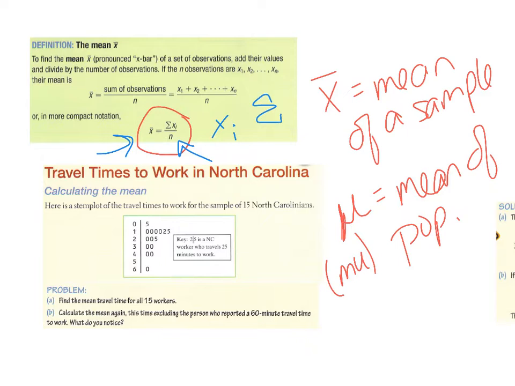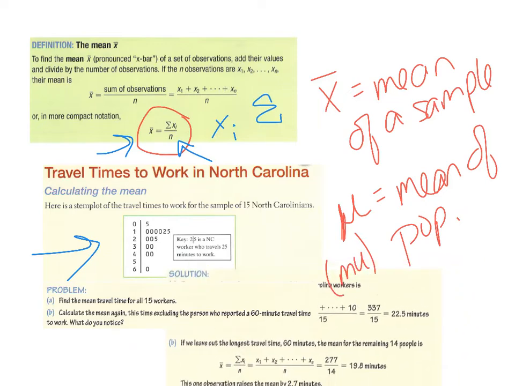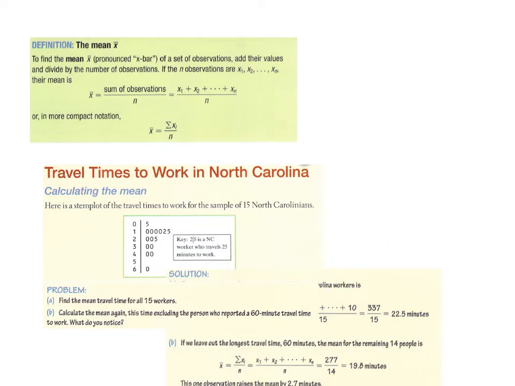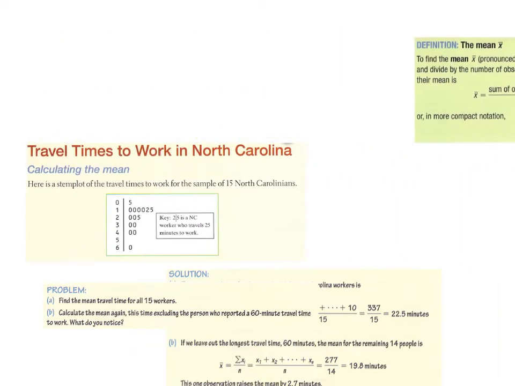You've got a stem plot of travel times to work for a sample of 15 people from North Carolina. So we've got this stem plot, and it asks for the mean travel time for all 15 workers. When we're calculating the mean for this, I'm not going to write it out because it'll get too messy. You're going to calculate it just like you normally would in any math class you've ever taken. But remember how your stem plot works.